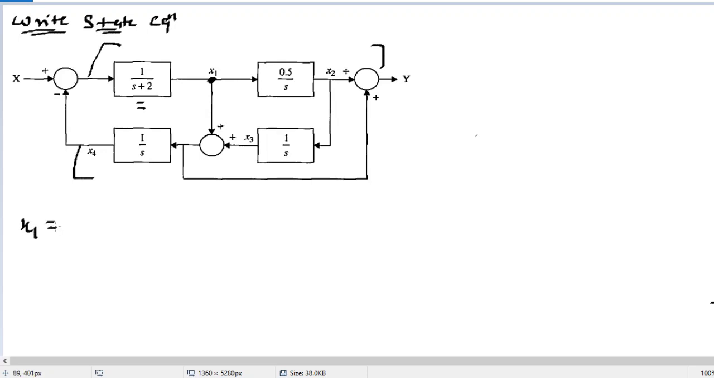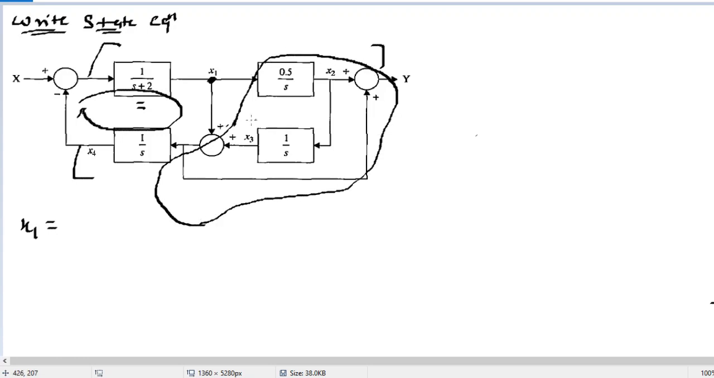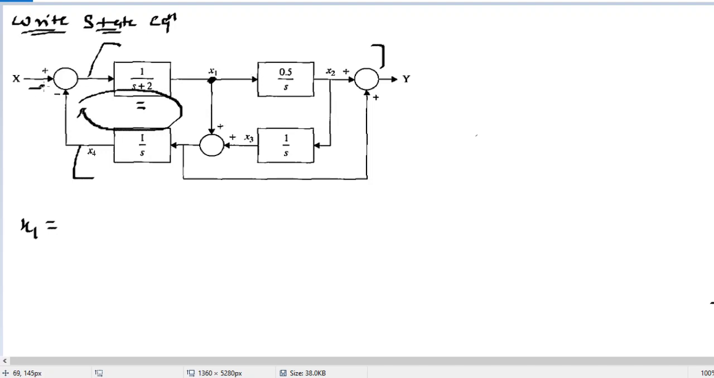So we can write x1. This is a loop where x1 follows, if we neglect all the other loops. Then x1 has only the input, which is denoted by u, and x4 as a negative signal, so we can write it as u minus x4 by s plus 2.